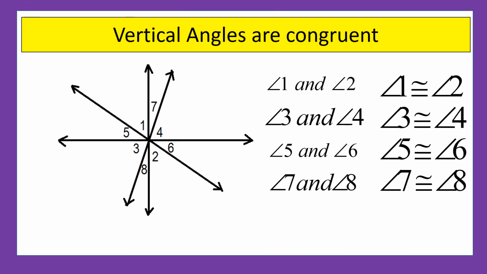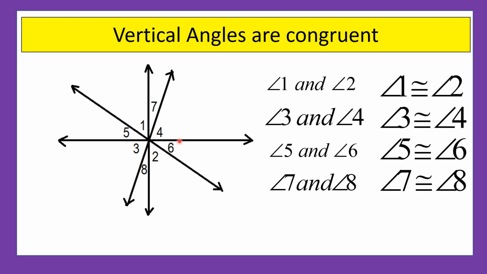So, as we have said a while ago, vertical angles are congruent. If angle 1 and angle 2 are vertical angles, therefore, angle 1 is congruent to angle 2. We have angle 3 and angle 4. The two angles are also vertical angles. So angle 3 is congruent to angle 4.